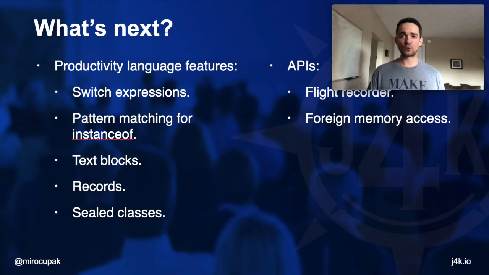So we're going to do sort of an introductory high-level overview of what I think are the most impactful features in Java 14 and 15. To be more specific, we'll take a look at switch expressions, pattern matching for instanceof, text blocks, records, sealed classes, as well as a couple of new APIs, specifically flight recorder and foreign memory access.